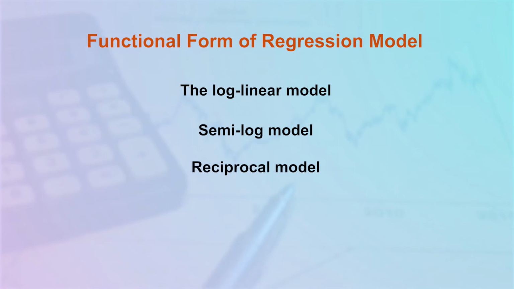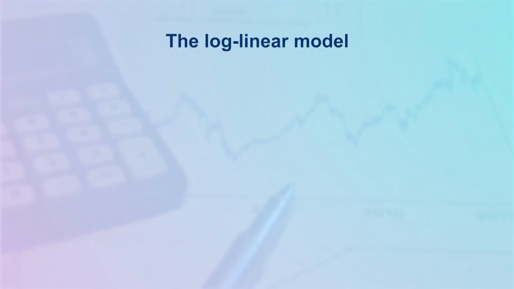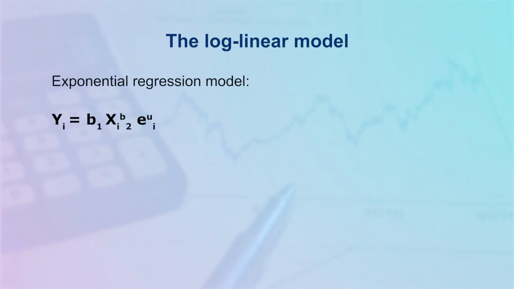So first of all, we concentrate on the exponential regression model, or the log linear model. We observe that yi and xi are the dependent and independent variables, but they're expressed in the exponential form, which means yi is equal to b1, which is the intercept coefficient, times xi to the power b2, times e to the power ui. Here b2 is the unknown population parameter, and ui is the error term, but this is written in terms of an exponential regression model.